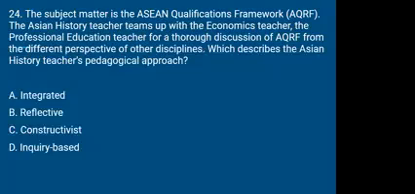So what do you think is the correct answer for this one? Again, the topic is all about the ASEAN Qualifications Framework, or the AQRF. The history teacher teams up with the economics teacher and the professional education teacher for a thorough discussion of AQRF from the different perspectives of other disciplines. Which describes the history teacher's pedagogical approach? Is it integrated, reflective, constructivist, or inquiry-based?